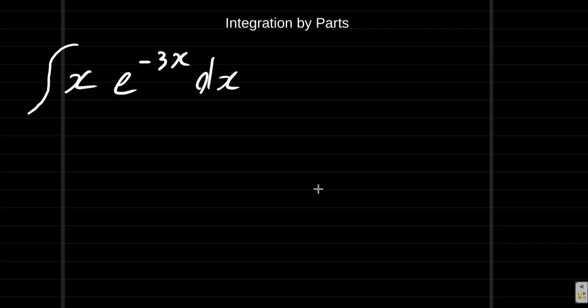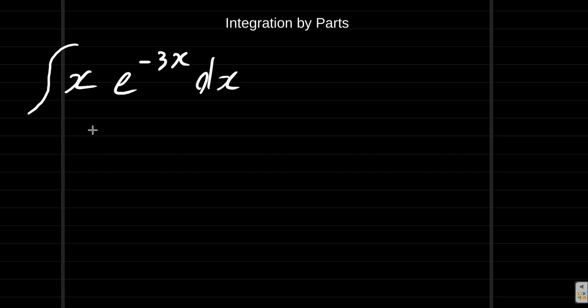We want to integrate x e to the negative 3x dx. So what method will you use? Well, obviously, you have two functions in x. There's x and there's e to the negative 3x. Integration by parts would be the one that you would use here.